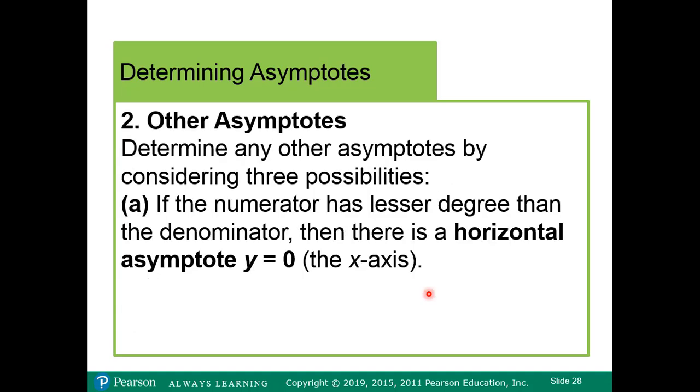Now, other asymptotes. Determine any other asymptotes by considering 3 possibilities. If the numerator has a lesser degree than the denominator, then there is a horizontal asymptote at the x-axis, so y equals 0. Again, if the degree of the numerator is less than the degree of the denominator, then the x-axis is a horizontal asymptote.